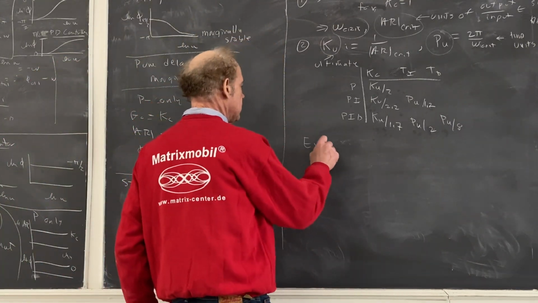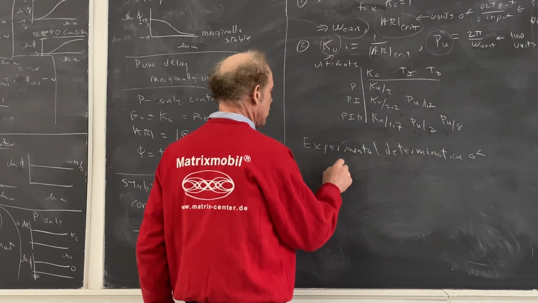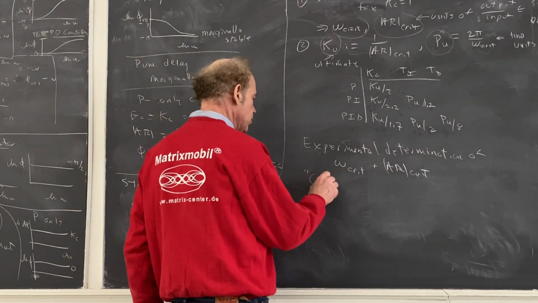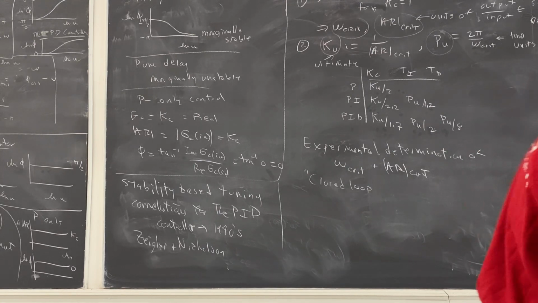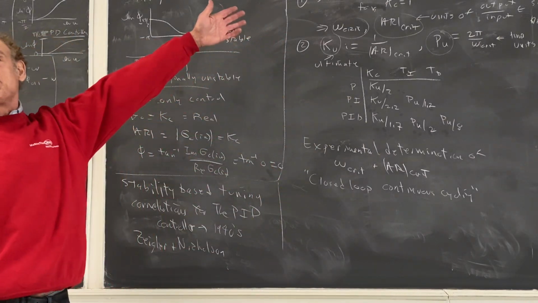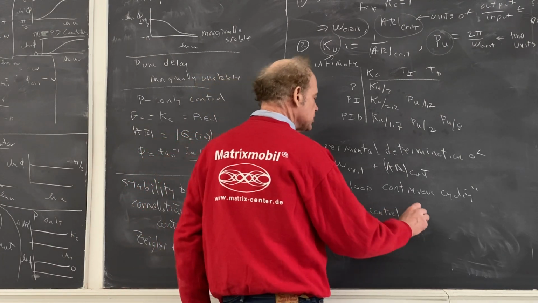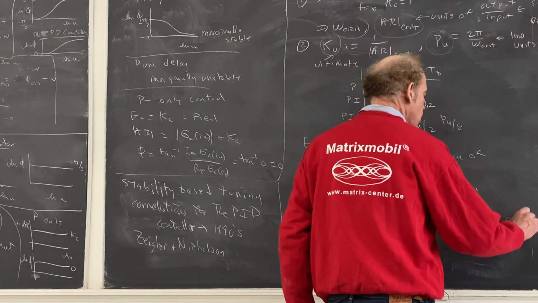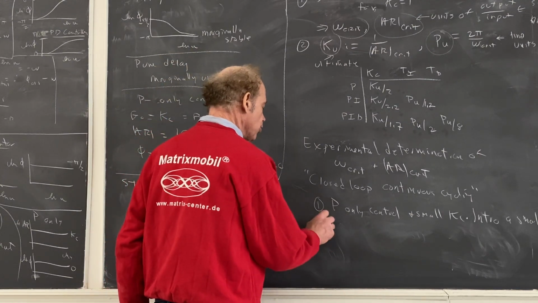So, experimentally, of omega critical and AR. This is called closed loop, continuous cycling. What you do is the experimental analog of this procedure. Do proportional only control with a small KC, and introduce a small SP prime. And then observe the dynamics.